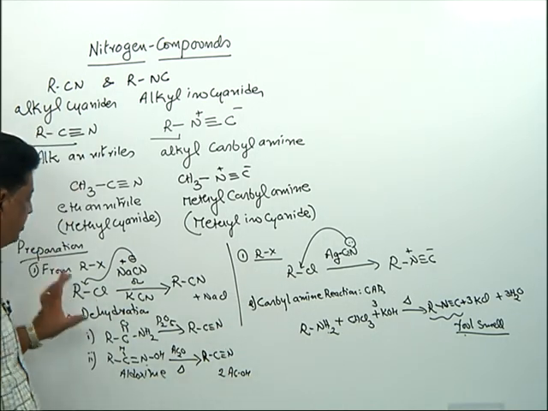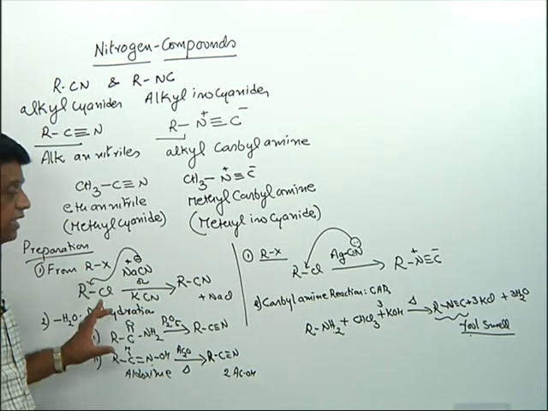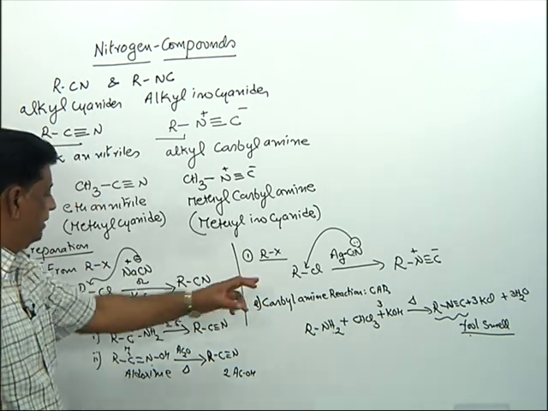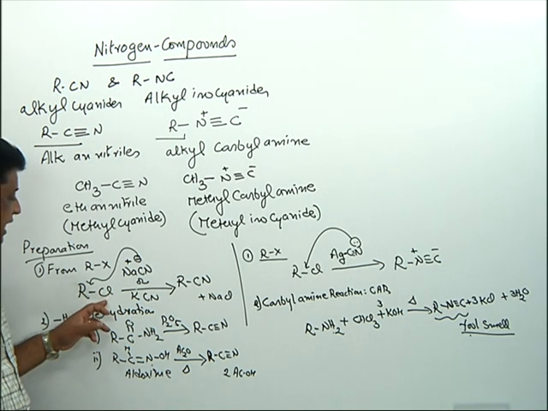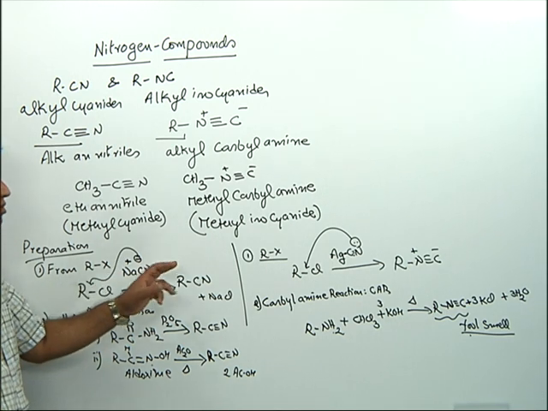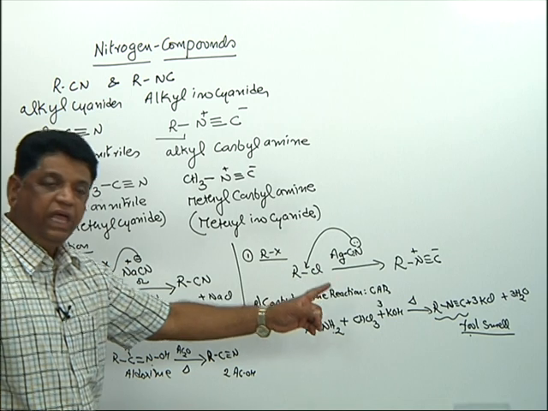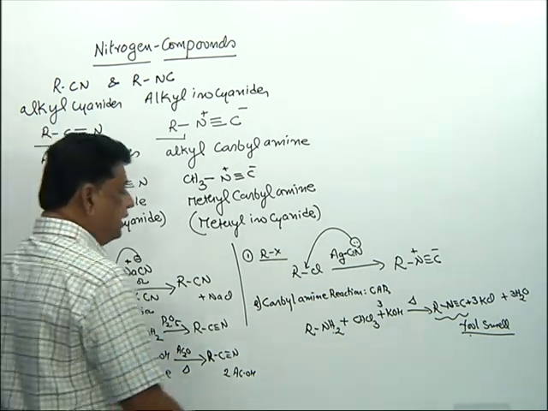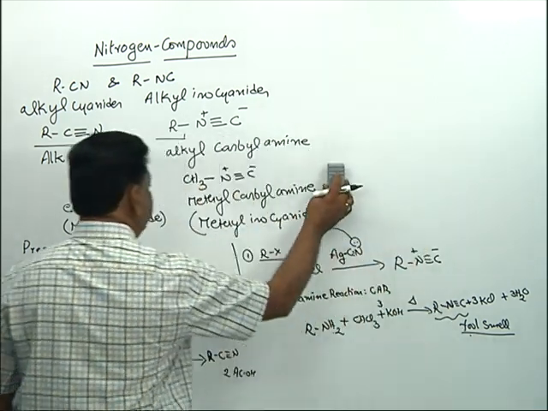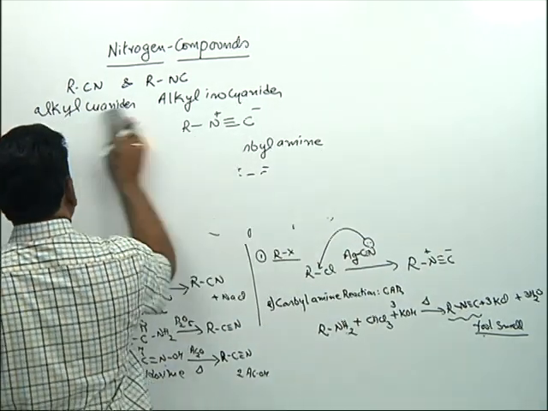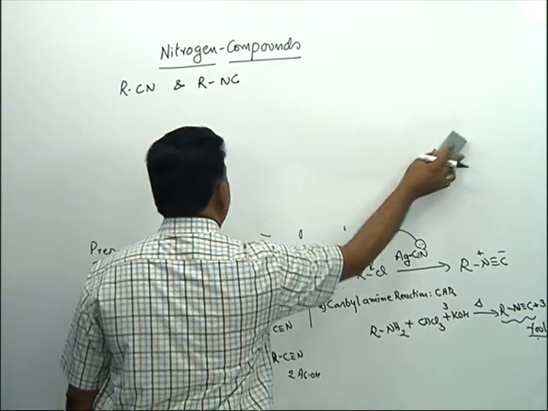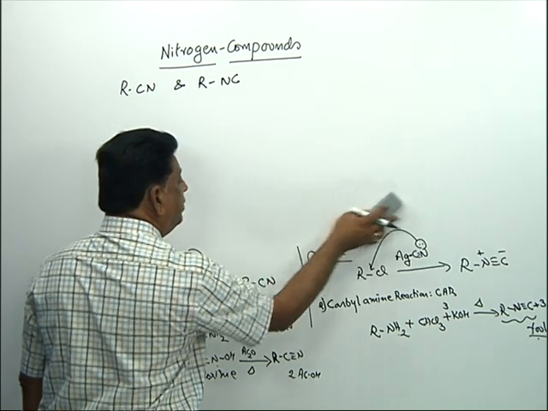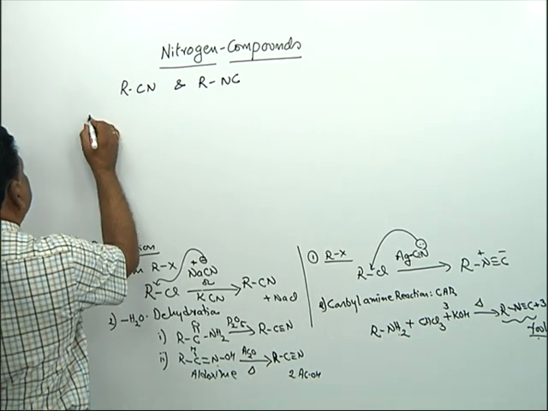So there are two methods for the preparation of cyanides and two methods for isocyanides. One method is common to both. Alkyl halides we have taken; used with sodium or potassium cyanide will give the cyanide, and silver cyanide will give the isocyanide. In a similar way, we can take one or two properties of the cyanides and the isocyanides. It's a very small topic, where two preparations and two properties are enough.